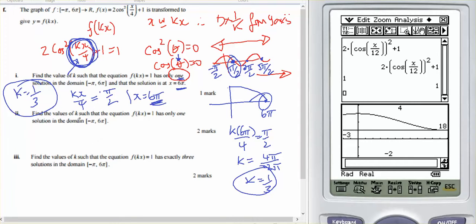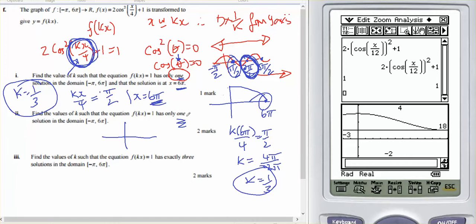Part 2, find the solutions for k such that the equation has only got one solution, but it doesn't have to be at 6 pi. So if I move this over a little bit to the left, I'll still only have one solution. I could keep on moving a little bit more to the left and I'll still only have one solution. So what I'd like to do is keep on moving it to the left until this answer here is at 6 pi.